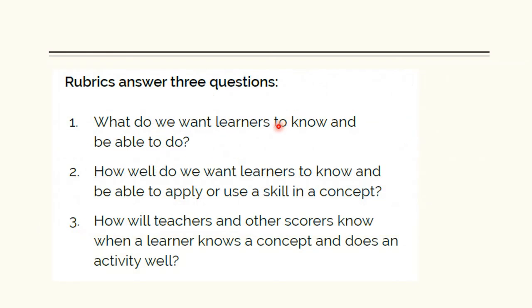So a rubric answers three questions. What do we want learners to know and be able to do? How well do we want learners to know and be able to apply or use a skill or concept? And how will teachers and other scorers know when a learner knows a concept and does an activity well?